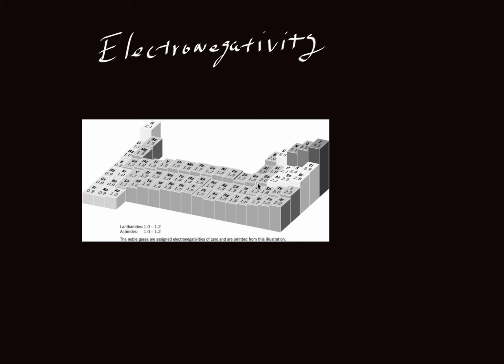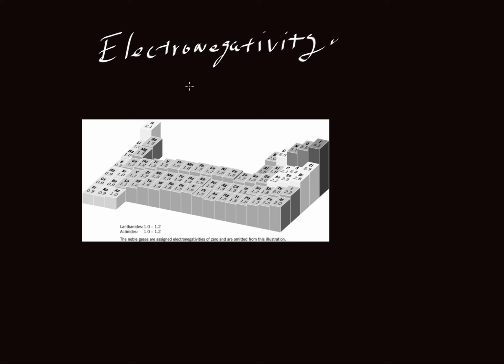Hi everybody. So in this video I want to define electronegativity. This is a diagram from the mineralogy textbook by Klein and Dutro, and it's a very nice diagram. What it shows is this three-dimensional view of the periodic chart where the height of each of these boxes represents a quantitative assessment of electronegativity.